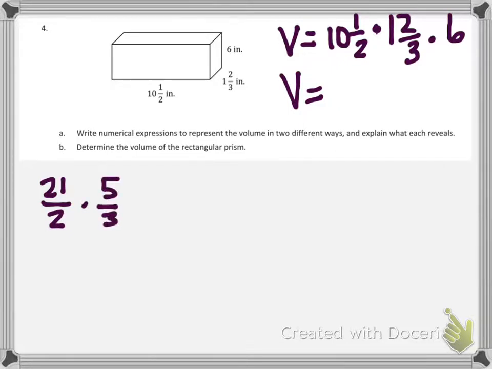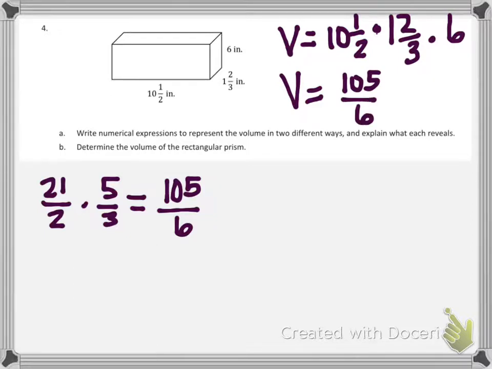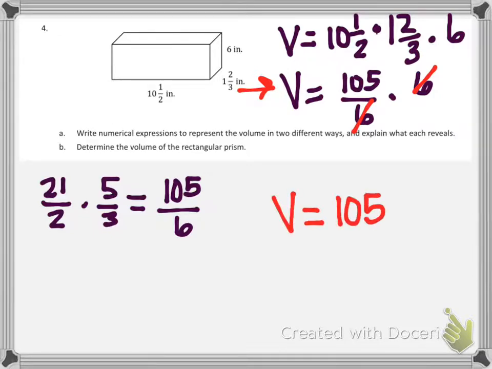5/3, and I get 105/6, so 105/6 is the area of the base times the height, which is 6. And then determine the volume. Well, we did a lot of work already with the second problem, so I'm going to use that, and I can see that the 6's will cancel out. So I get the volume is equal to 105 inches cubed, 105 cubic inches.